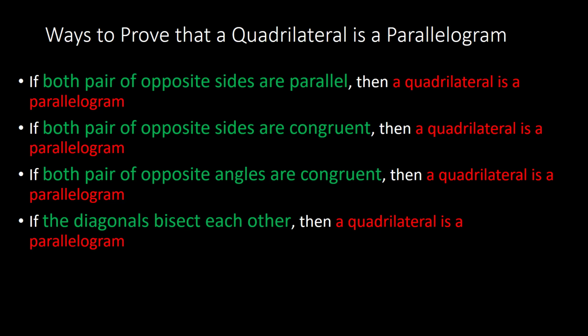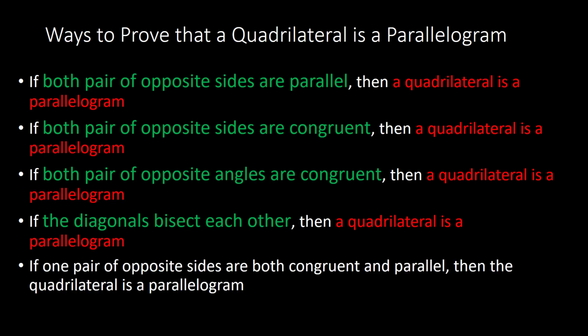In addition to these four ways, we have a fifth way that we can add to this, and that is that if one pair of opposite sides are both congruent and parallel, then the quadrilateral would also be a parallelogram. So we have each of these five ways to show that something is a parallelogram. And the rest of this lesson will use these different properties to try to prove whether or not we have a parallelogram. So here is example 1.